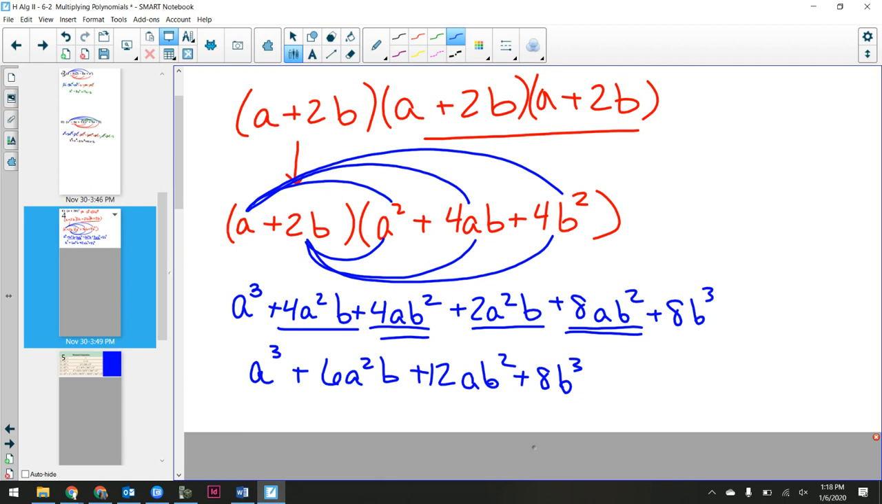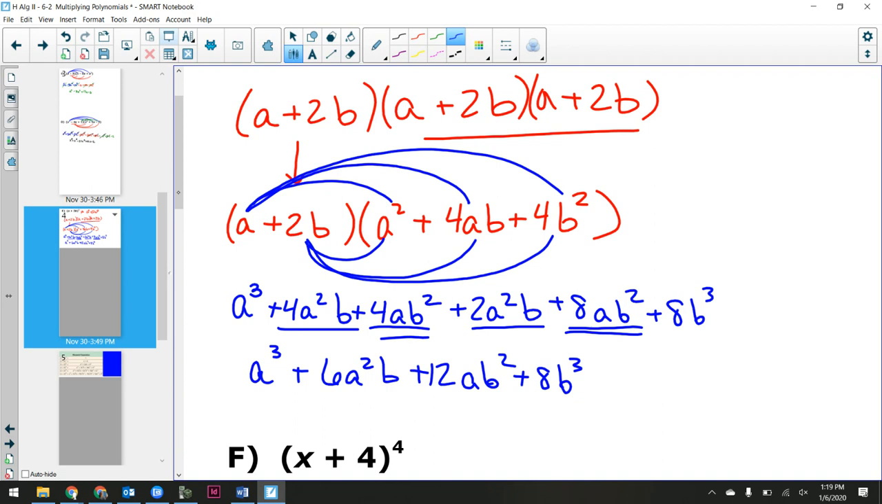Again, it's not difficult, it's just tedious. You just have to pay very close attention to detail in this. Be very clear about your work. Don't try to skip steps. I mean, I know I did from here to here, but don't. Do as I say, not as I do. All right, questions about that? Let's do the last one here on the front page, x plus 4 to the fourth.